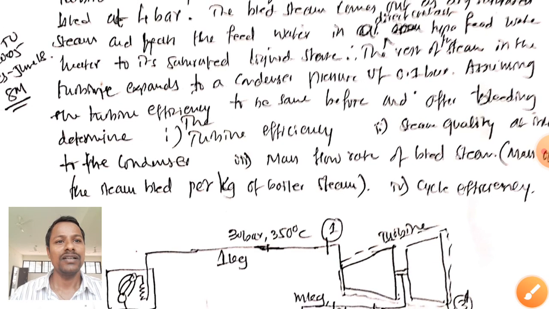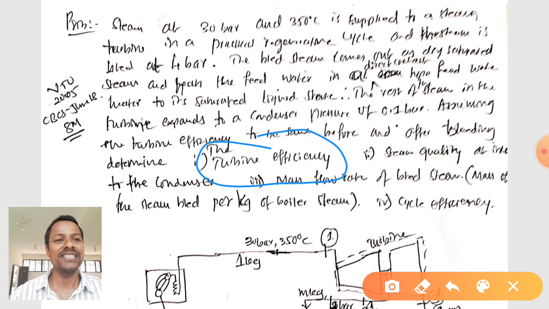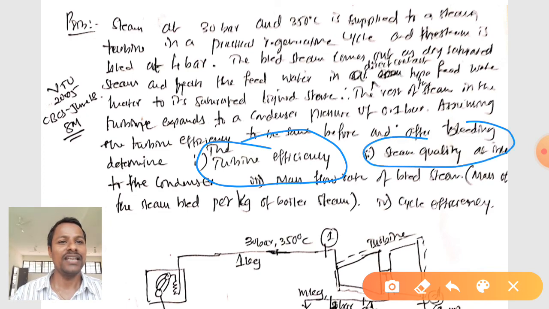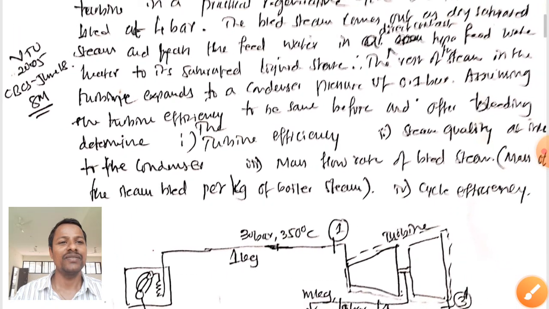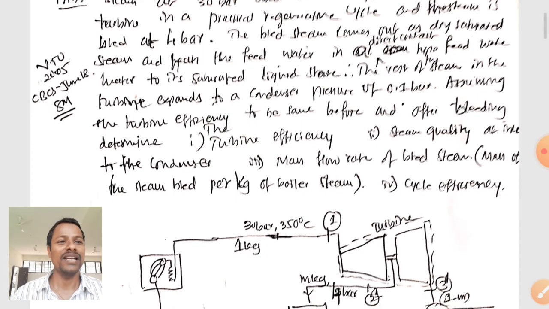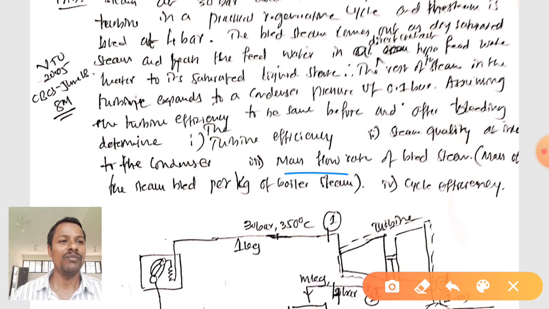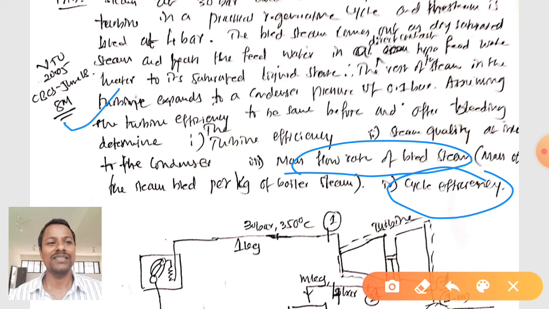After discussing the given data, he has asked us to calculate the turbine efficiency and then the steam quality at the inlet to the condenser, that is turbine stage 2 outlet. Again, the mass flow rate of the bled steam, that is the m value, we need to calculate, then the cycle efficiency we are supposed to calculate. The problem carries 8 marks in the exams.